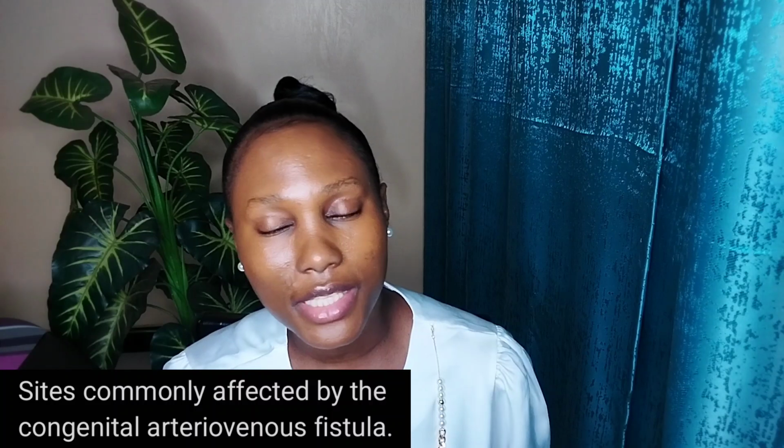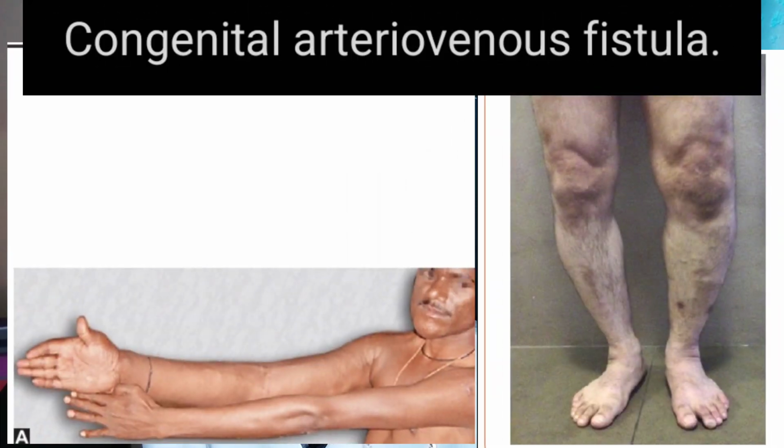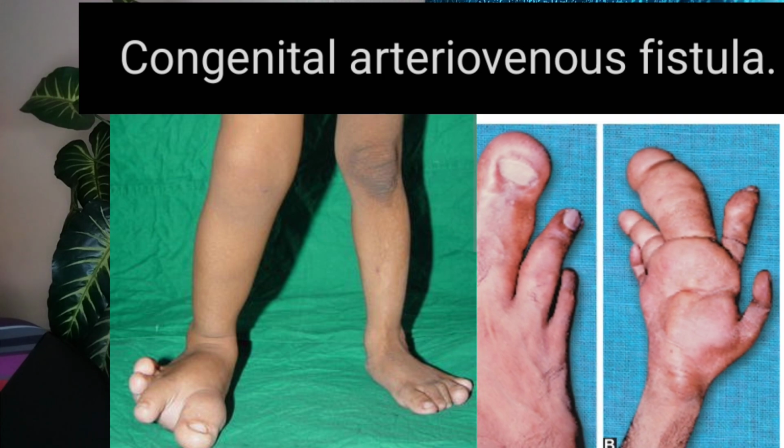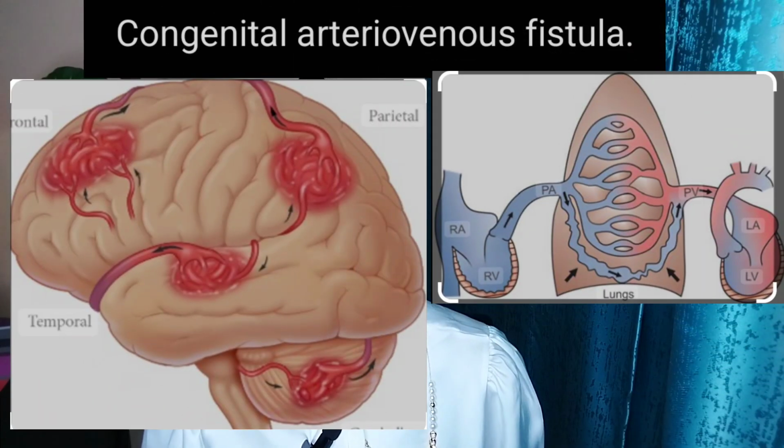The sites that are commonly affected by the congenital arteriovenous fistulas include the upper and the lower limbs. It can affect the entire limb, or it can affect part of the limb, for example, the toes and the fingers. It can also affect the brain, the lungs, as well as other organs of the body, for example, the intestines and the urinary bladder. The signs and symptoms of the congenital arteriovenous fistula are dependent on the site of the body that has been affected.